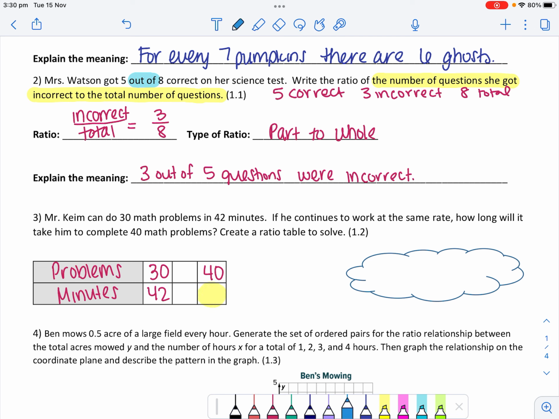I cannot go straight from 30 to 42, so I know I'm going to divide first by 6. And I get 5 over 7. Then I'm going to multiply by 8, and I get 56 minutes.